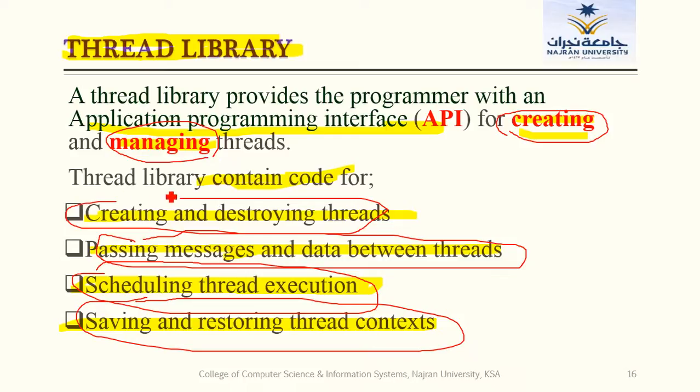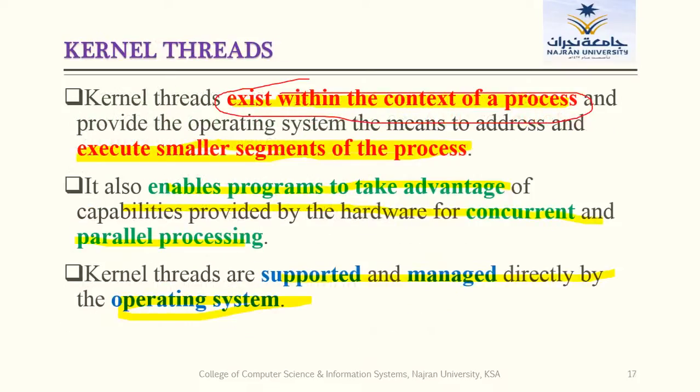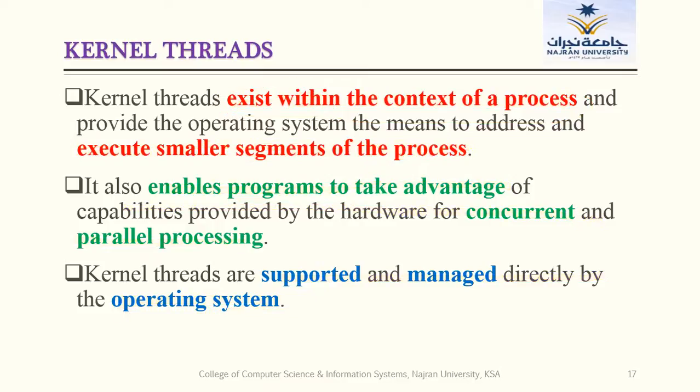Okay, so the thread library contains the code for creating and destroying threads, how we can create, how we can destroy any thread, how we can pass messages and data between threads, how we can make a schedule of thread execution, and how to store and restore thread contents. So these are the main things that a thread library can do. And we also have, with each process, a kernel thread. Kernel threads are supported and managed directly by the operating system.